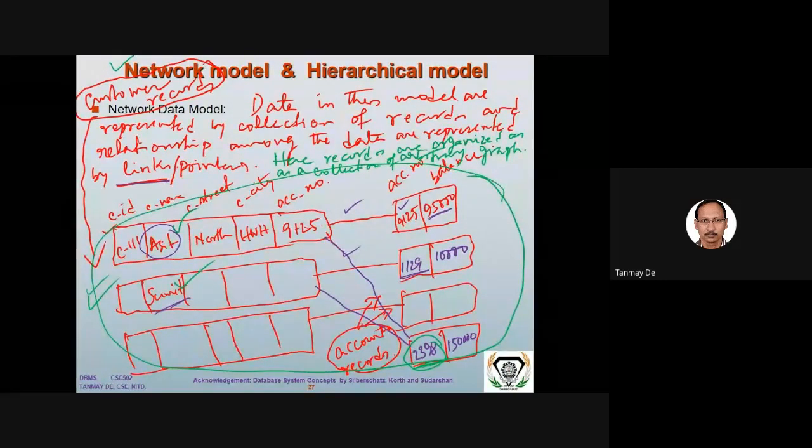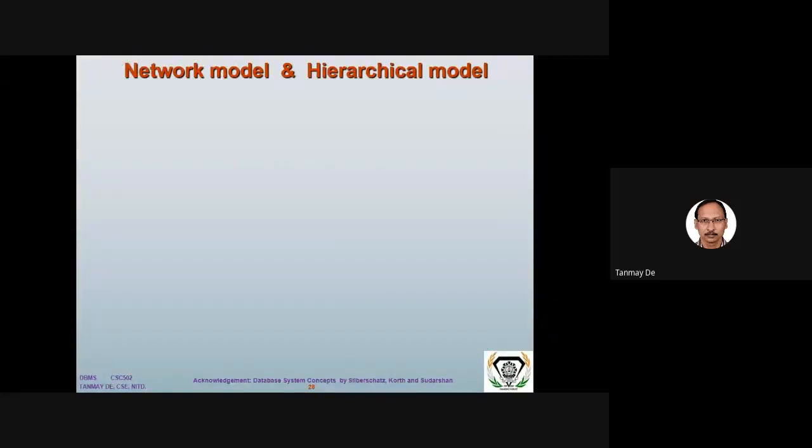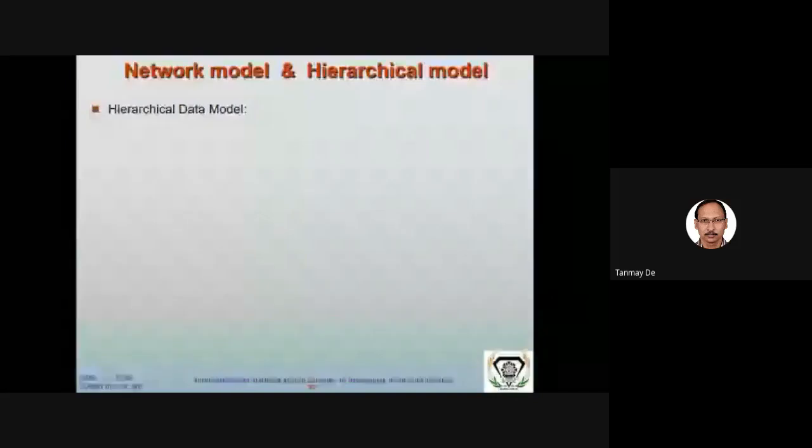Okay. And the next is the hierarchical data model. The hierarchical data model is similar to the network data model. In that sense, here data are represented by a collection of records, and the relationships among the data are represented by a link, similar to the network data model, but it mainly differs with respect to the network data model. In case of hierarchical data model, records are organized as a collection of tree.